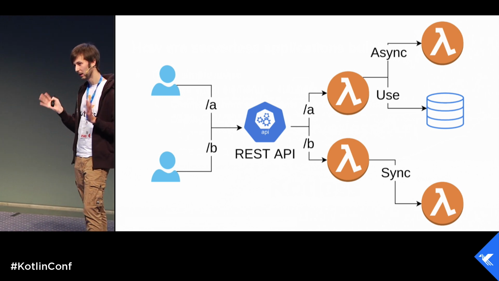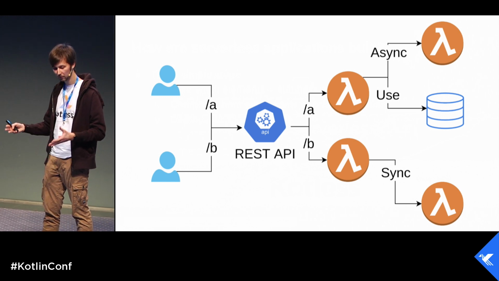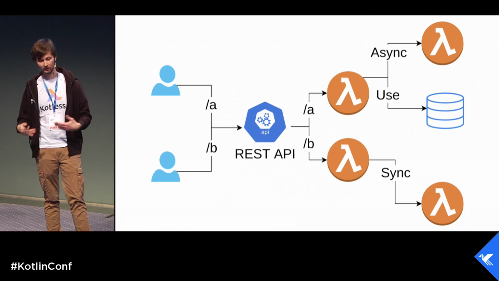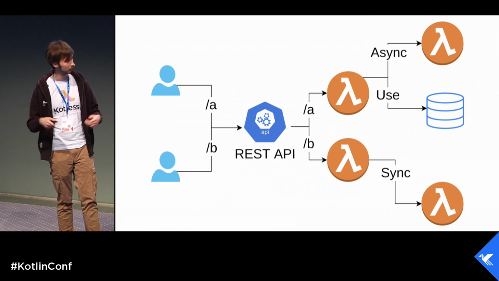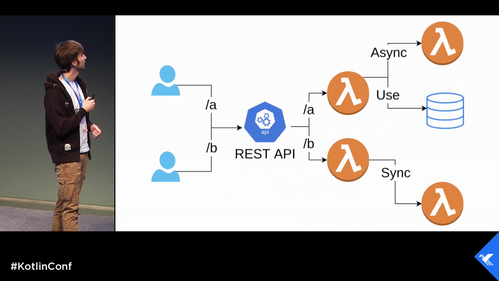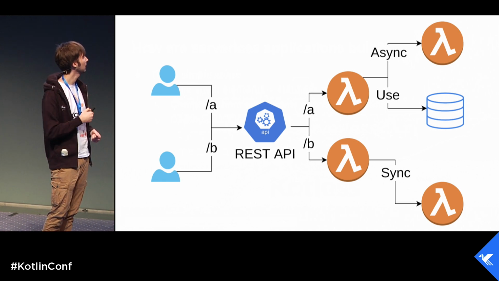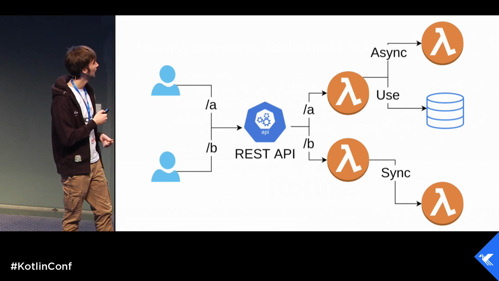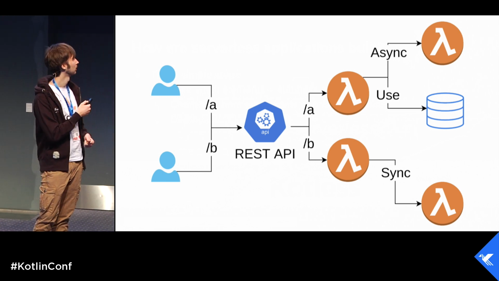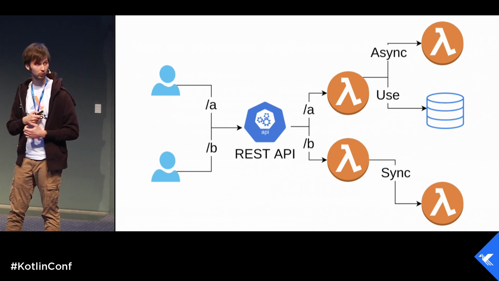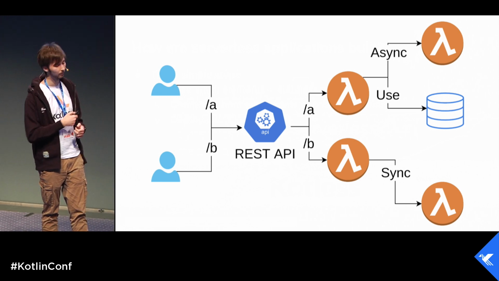In reality, AWS Lambda is kind of a trademark, but in general, everyone is using stateless functions and Lambdas as equivalent terms. So it dispatches the slash A request to a Lambda, and this Lambda may use some other cloud resources, such as databases, DynamoDB in case of AWS. It may asynchronously call other Lambdas and so on.